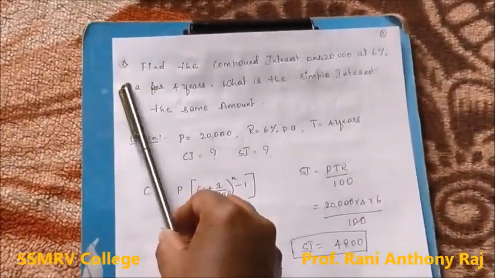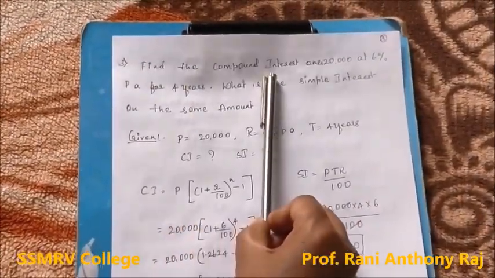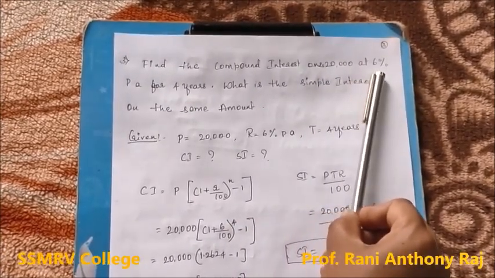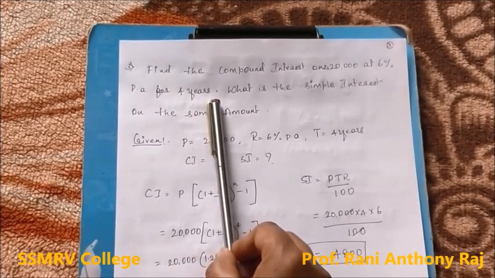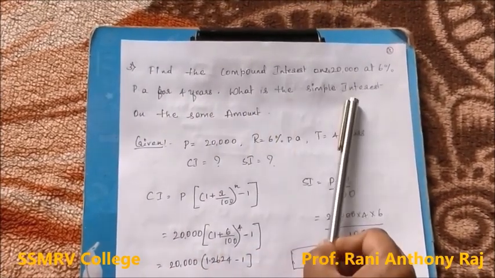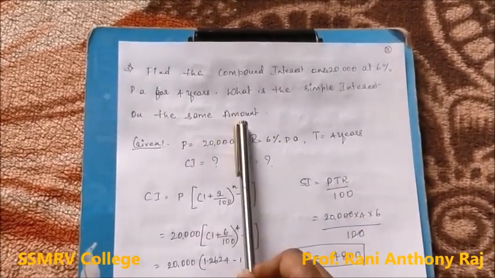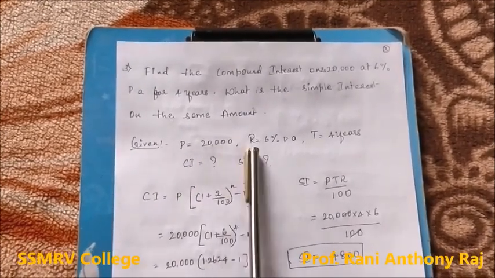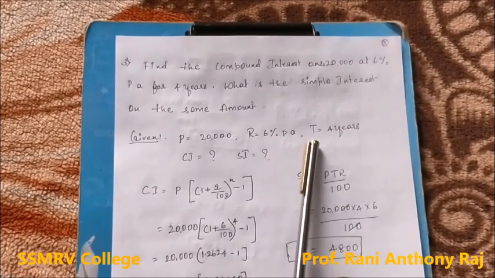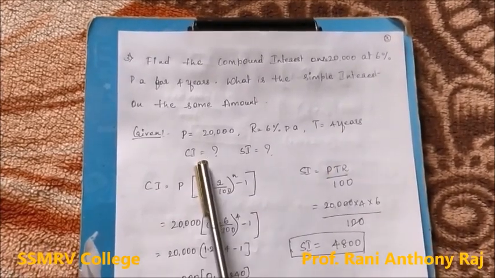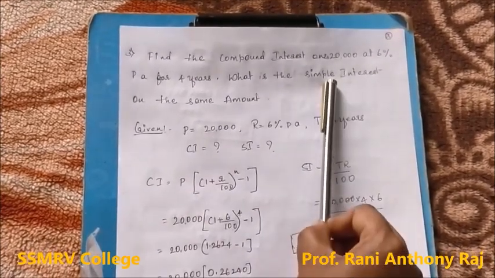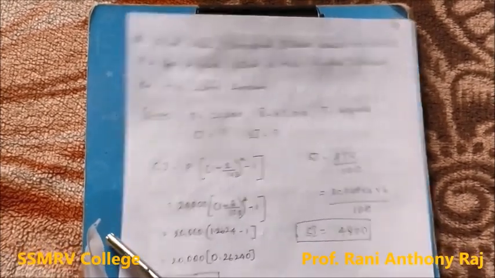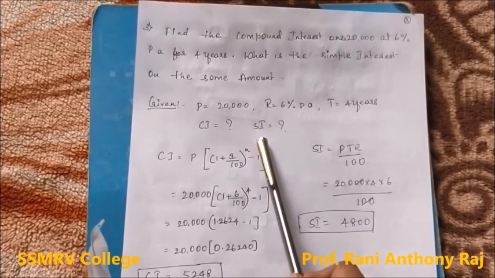Third problem states like this. Find the compound interest on rupees 20,000 at 6% per annum for 4 years. What is the simple interest on the same amount? Principal amount is 20,000. Rate of interest is 6%. Tenure is 4 years. We need to calculate the simple interest as well as the compound interest. First, we will calculate the compound interest, then we will calculate the simple interest.